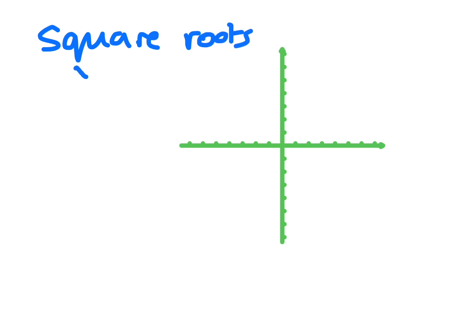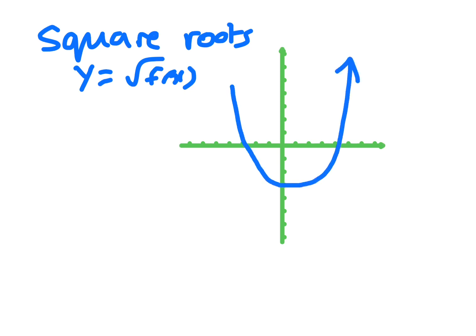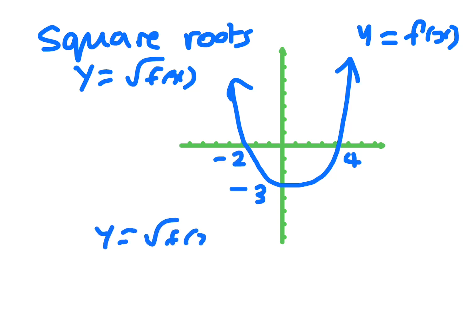Just looking at the square root function. So y equals root f of x. If I have a curve that looks like this, and this is y equals f of x, and it goes through 4, minus 3, and minus 2, and I want to draw y equals root f of x.